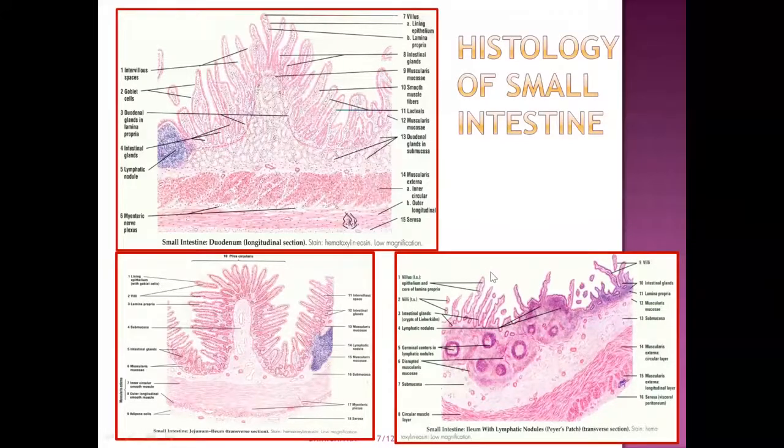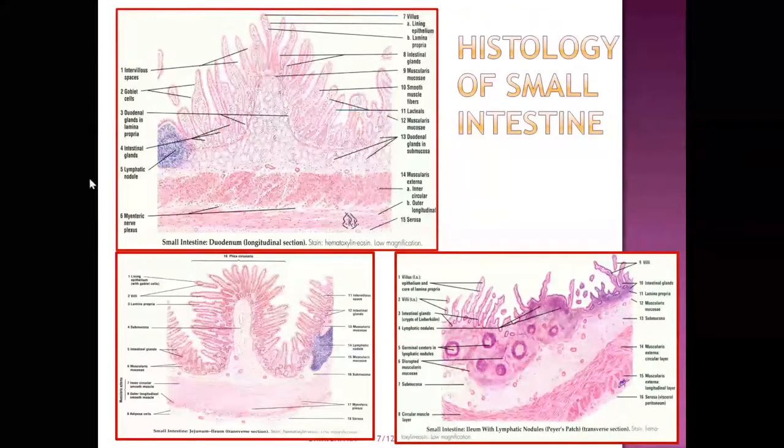Then what are the differences? How to differentiate these three slides? One is the villi, which are more in number and are called leaf shaped in the duodenum, tongue shaped in the jejunum, and in the ileum very small in height and leaf like we can say. So that is the one difference: villi number, height and shape.